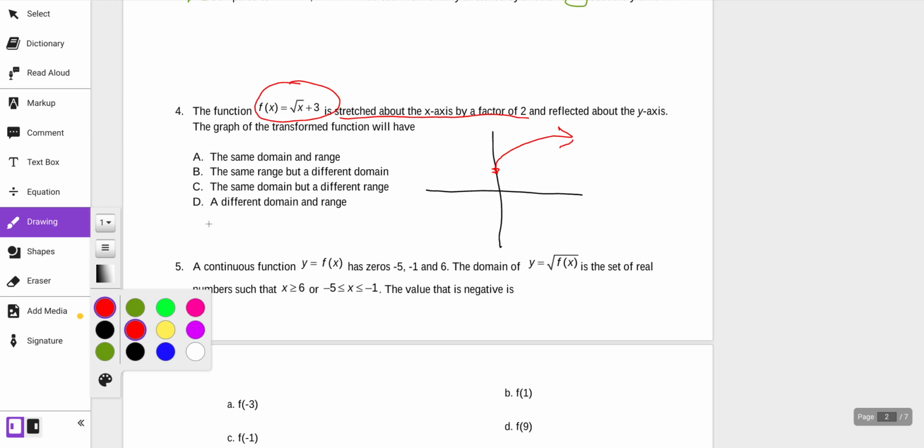I lied. This is going to change things. Because I'm not talking about root x. I'm talking about root x plus 3. So if I stretched that red graph by a factor of 2, that means my starting point was at 3. It's now going to be at 6.